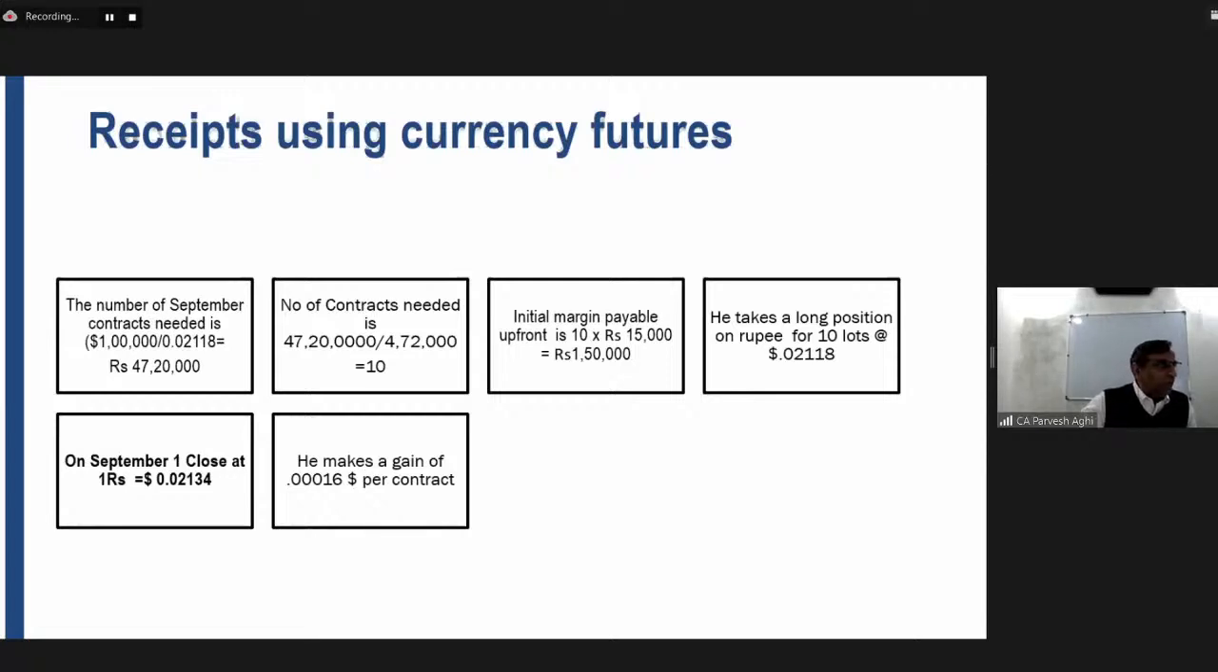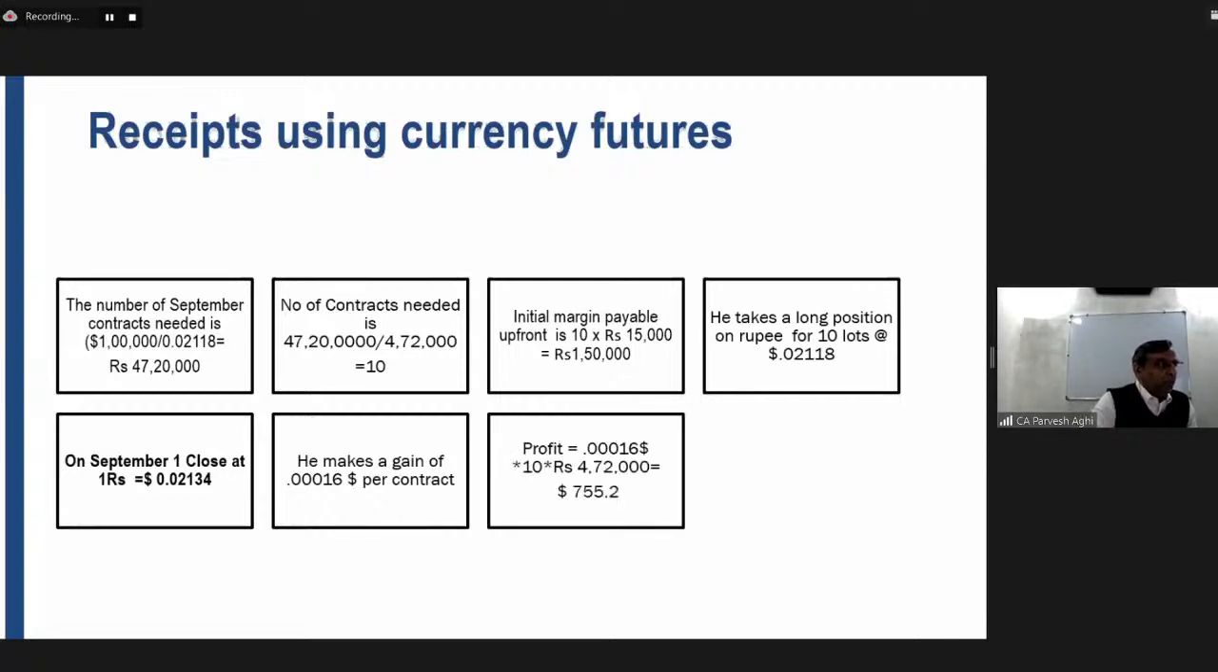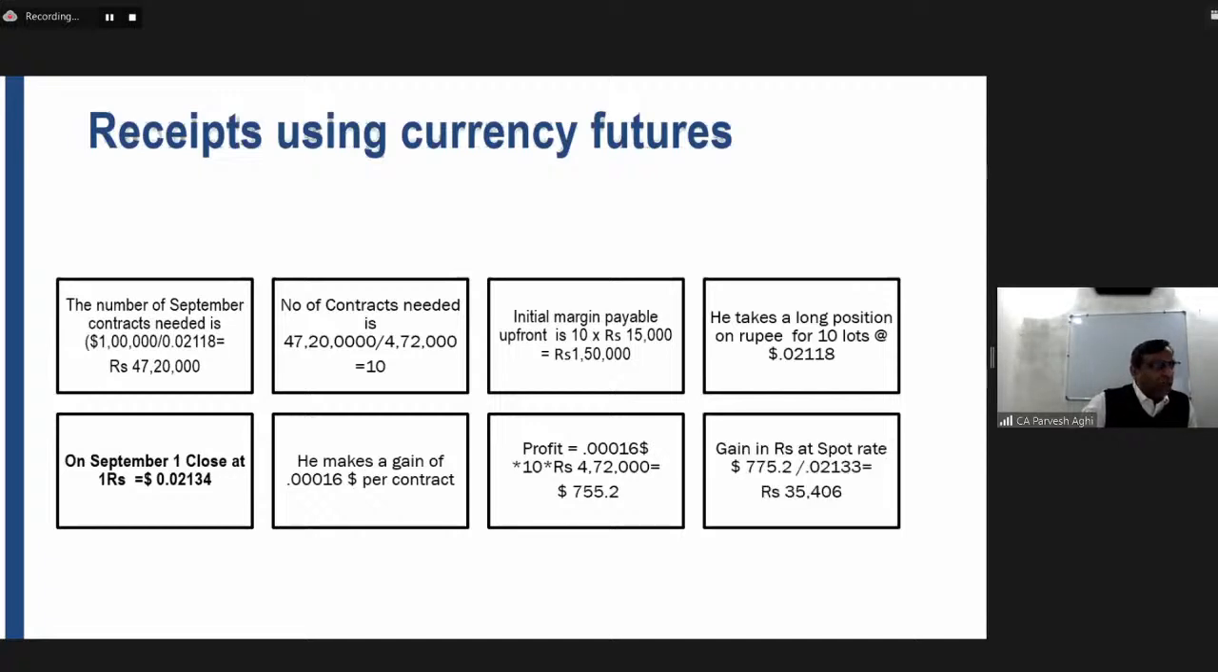Now we have to convert that into how many rupees he's making as gain. So profit would be multiplied by 10 contracts, and each contract's value of 4,72,000 rupees. That means he'll be making a gain of $755.2, which can be converted. When he gets this money, he'll get it at the spot rate, say on 1st of September. So we apply the spot rate and calculate the amount as 35,406 rupees.